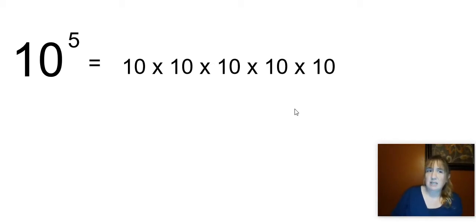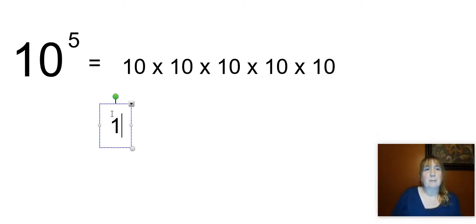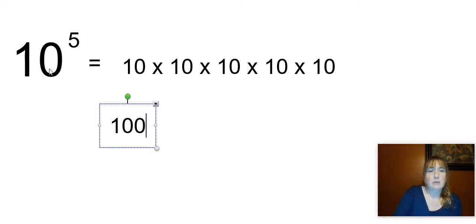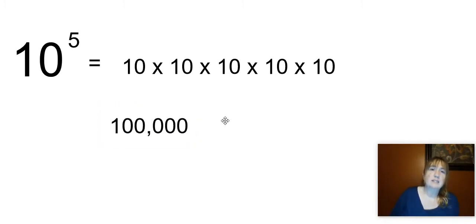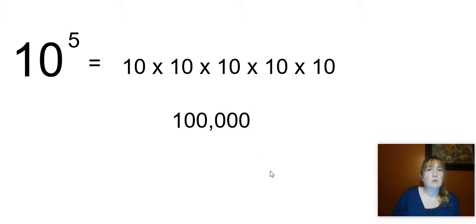Now we can take this one step further and write this in standard form. The trick to writing this in standard form is to put a 1, and then the exponent tells us how many zeros we need. So we need 1, 2, 3, 4, 5 zeros. Then after I have my number here, I can put my comma in, and I can see that this would equal 100,000.